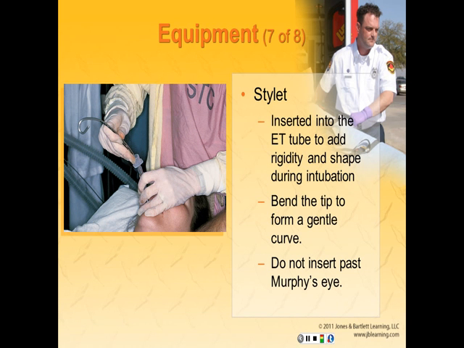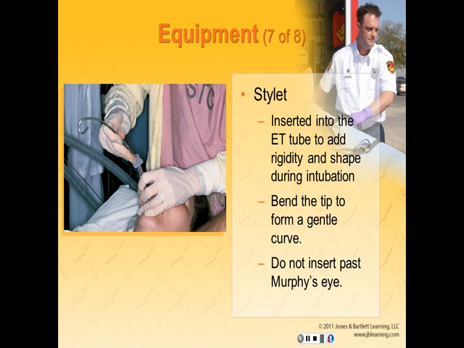The stylet is a plastic-coated wire, and it may be inserted into the ET tube to add rigidity and shape to the tube during intubation. You bend the tip of the stylet to form a gentle curve for adult intubations. You never insert the stylet past the Murphy's eye because it could puncture or lacerate delicate airway tissue.